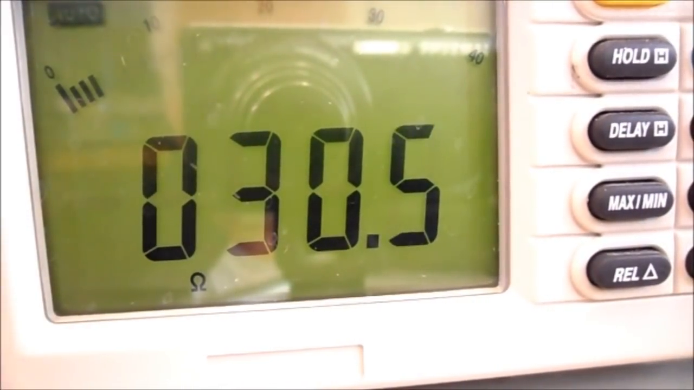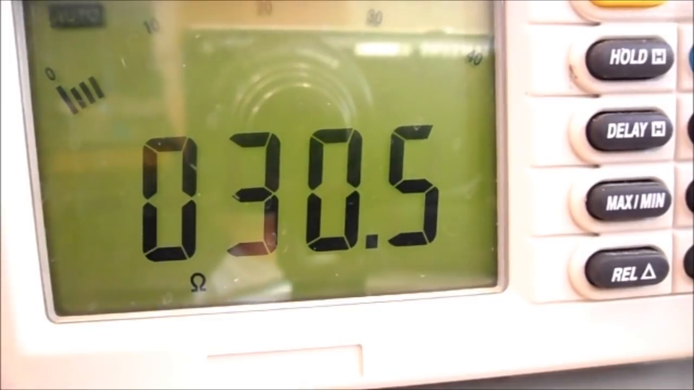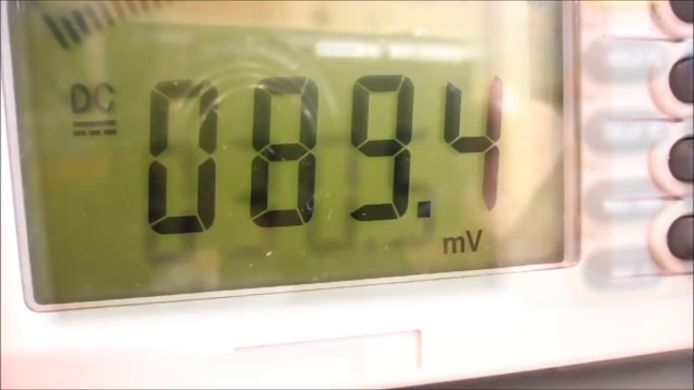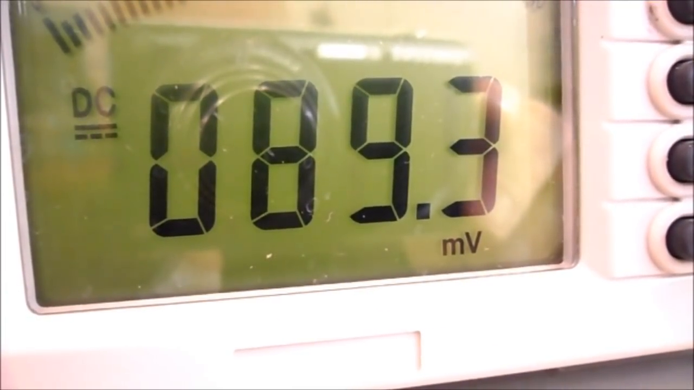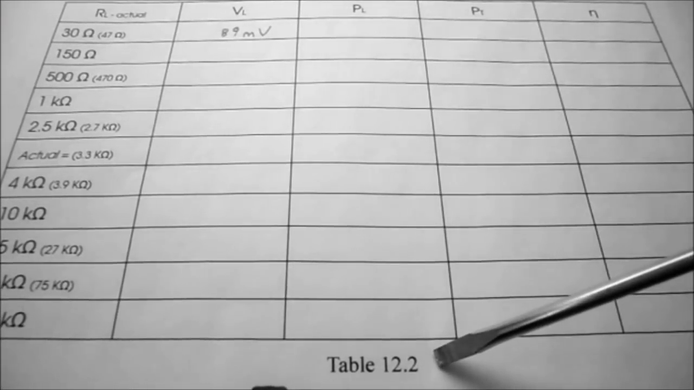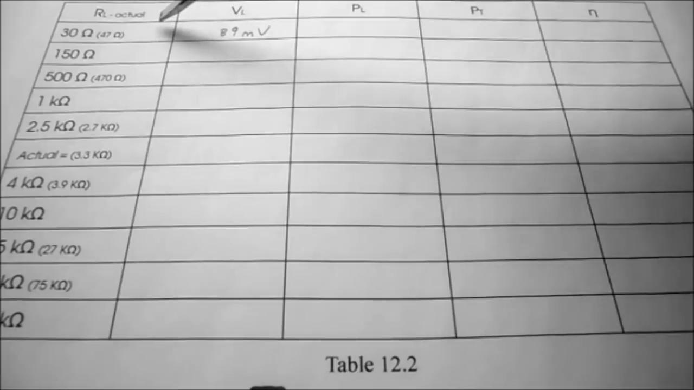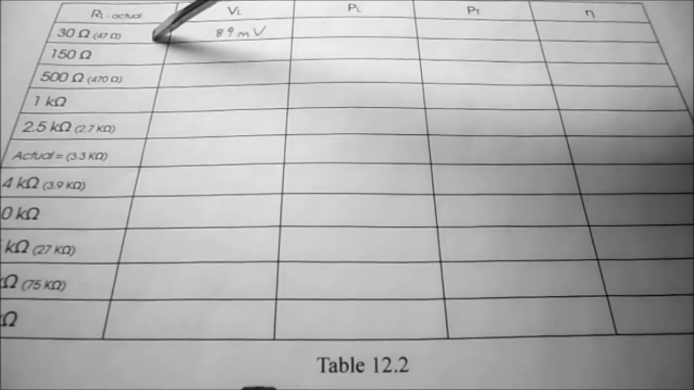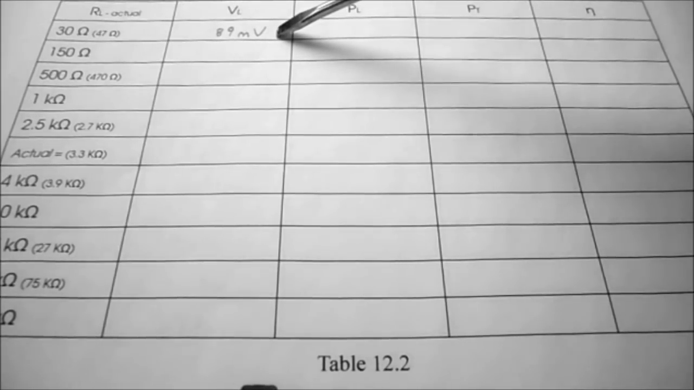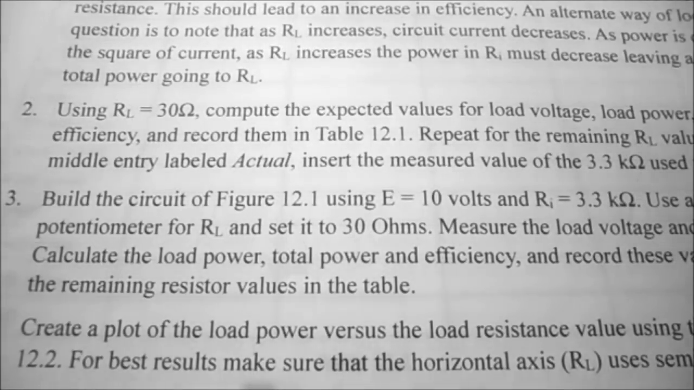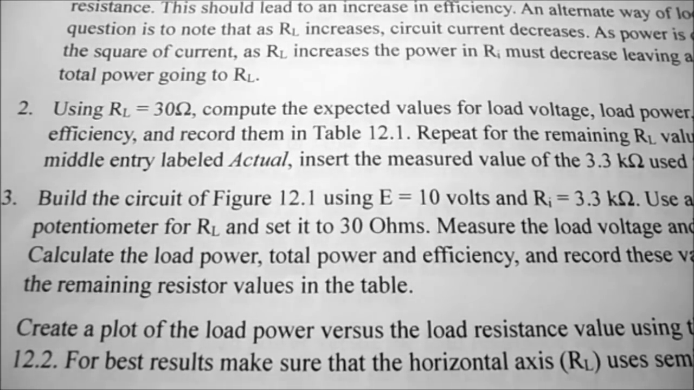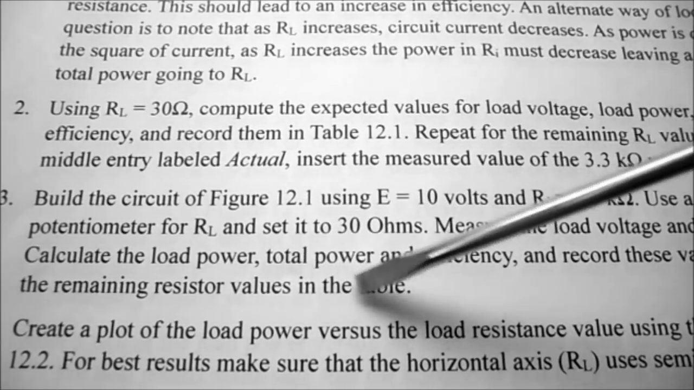So setting your potentiometer to 30 ohms is very tricky, so you might want to use the 47 ohm resistor that came in your parts kit. My load voltage at 30 ohms is 89 millivolts. So in table 12.2, for RL, actual 30 ohms, my measured VL is 89 millivolts. So continuing on under procedure, step number 3, it says repeat for the remaining resistor values in the table.